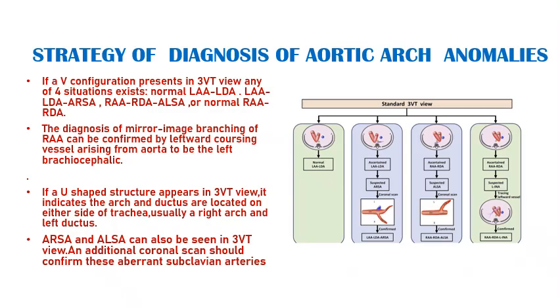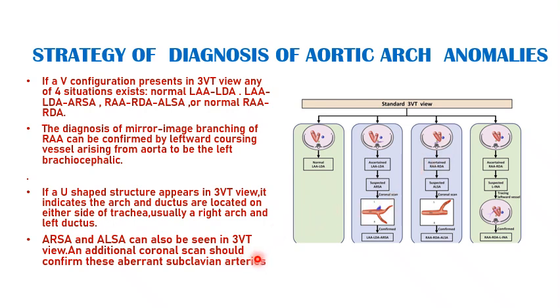Now what is the strategy of diagnosis of aortic arch anomalies? If a V configuration is present in the three-vessel trachea view, any of four situations exist. They can be left aortic arch and left ductus arch if there is a left V. They can be right aortic arch and right ductus arteriosus if there is a right V. They can be right V along with left V along with aberrant right subclavian artery, or they can be right V along with aberrant left subclavian artery.